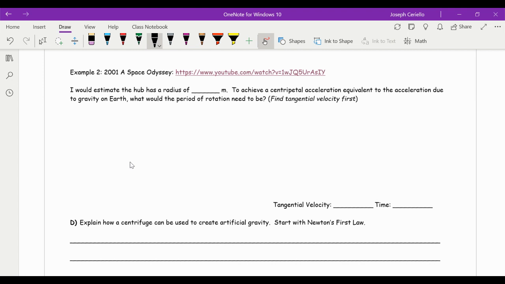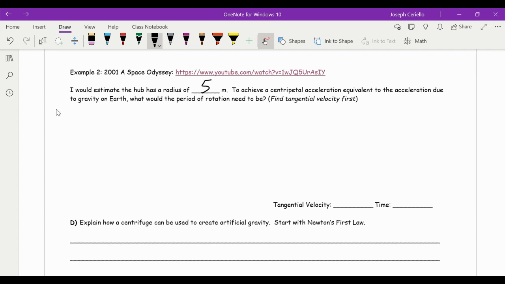So I just want to talk about this one, but you're going to do most of it on your own. So watch the video really quickly. And after you watch the video, you should notice that the hub has a radius of about 5 meters. So it says to achieve a centripetal acceleration equivalent to the acceleration due to gravity on Earth, what should the period of rotation be? So you have to find tangential speed first.